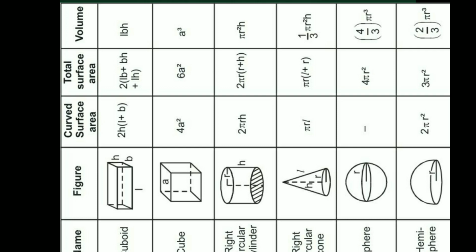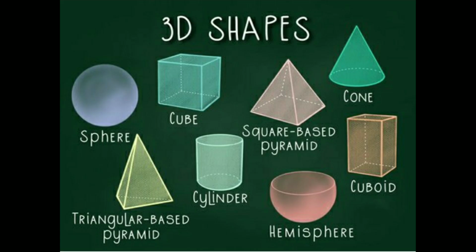Now we will come to next shape, that is a sphere. So the curved surface area of a sphere will be 4 pi R square. Total surface area will be also 4 pi R square. And the volume will be 4 by 3 pi R cube.